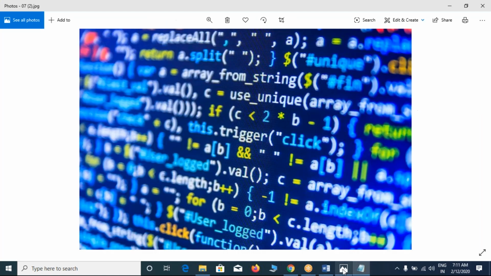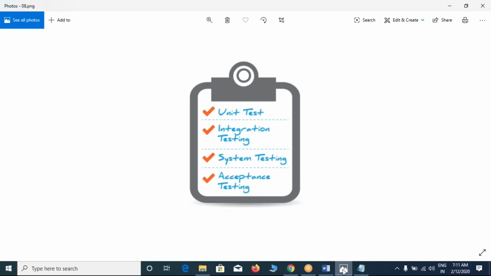What are the four levels? Unit testing, integration testing, system testing, and user acceptance testing. Guys, if the interviewer asks the question, when to start the testing engineer job, our answer should be not only coding, but after coding and after white box testing. Are you clear on my point? So once again, if the interviewer asks when to start the testing engineer job, the answer should be after coding and after white box testing.